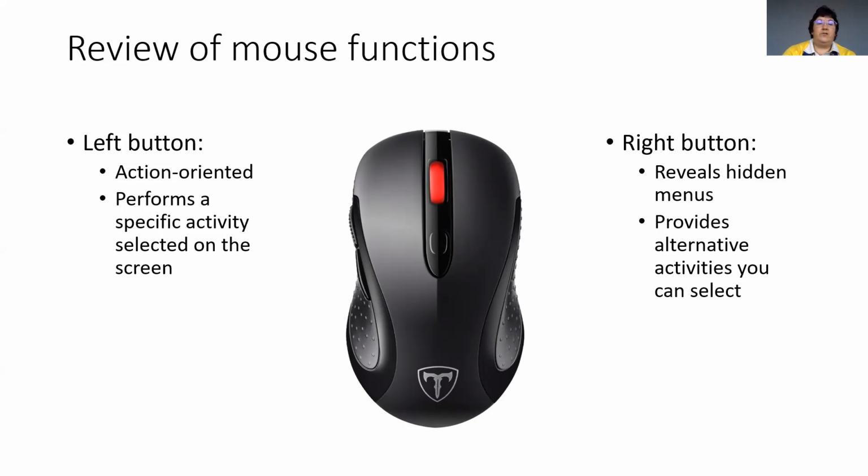I just wanted to remind you that the left mouse button means that it's action oriented. We're telling the system, do what I'm telling you to do right now. The right mouse button gives you the ability to access hidden menus or pick lists, and it gives you alternate activities that you can select from, right? It means give me options. So right is options, left is action. And again, the red is the scroll bar.